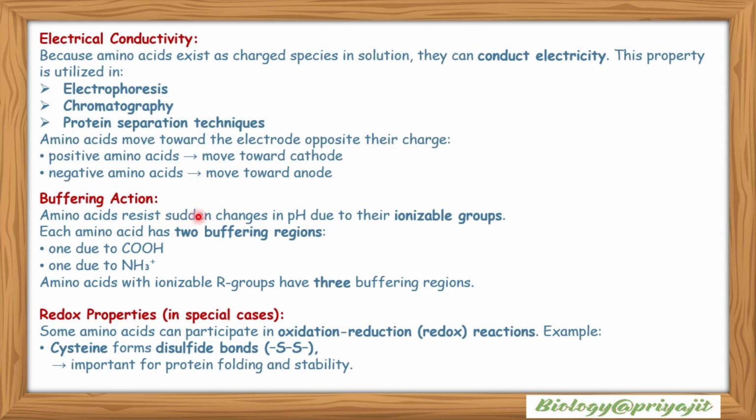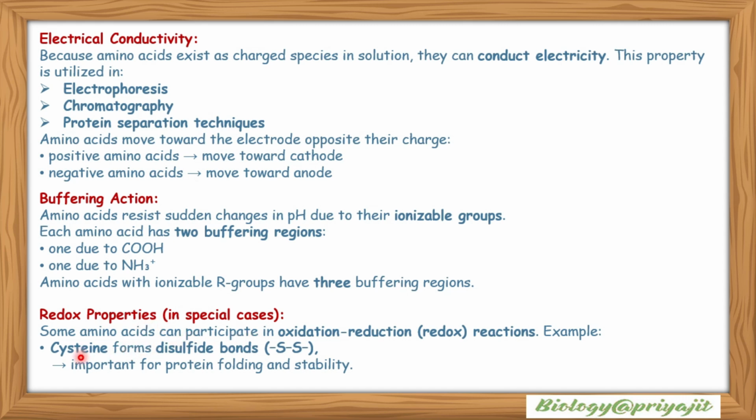Buffering action. Amino acids resist sudden changes in pH due to their ionizable groups. Each amino acid has two buffering regions, one due to COOH and one due to NH3+. Amino acids with ionizable R groups have three buffering regions. Redox properties, which are found in special cases.